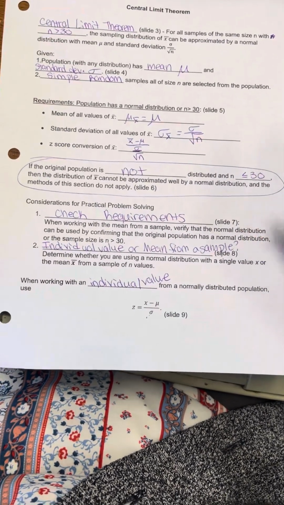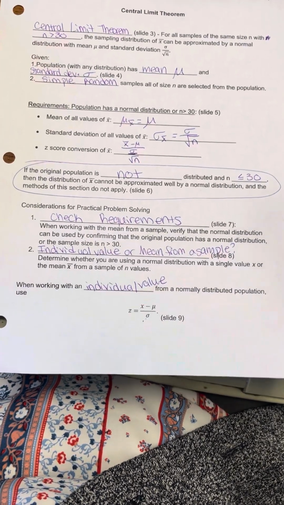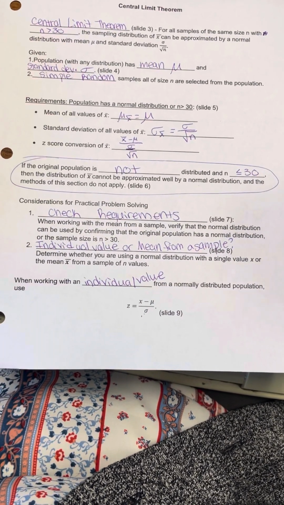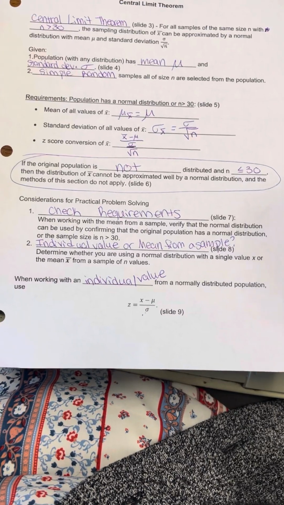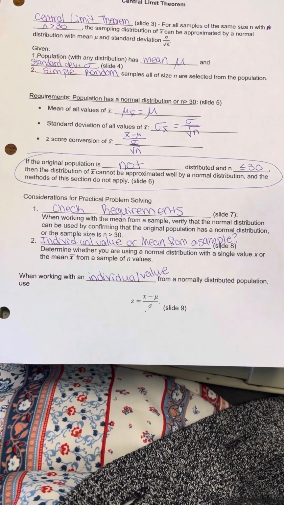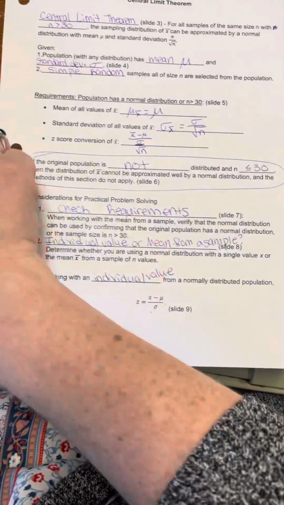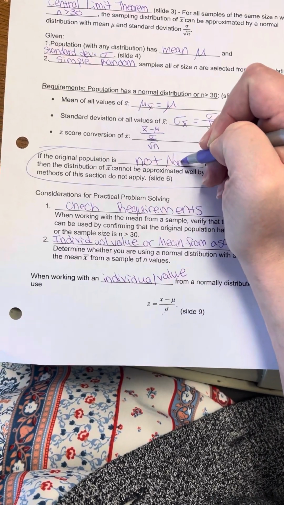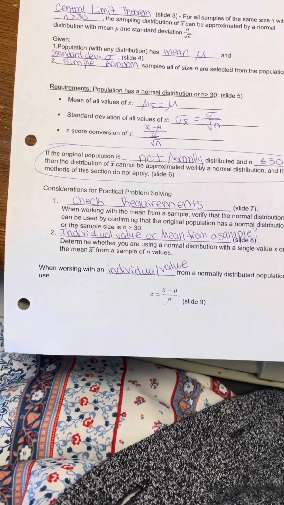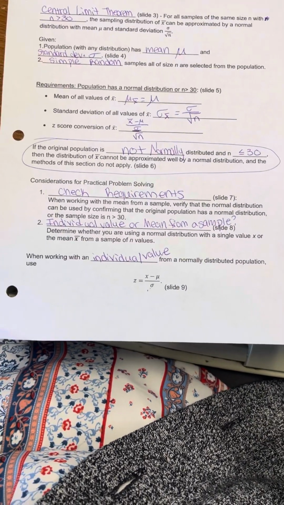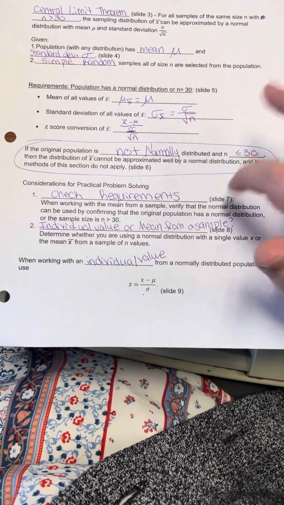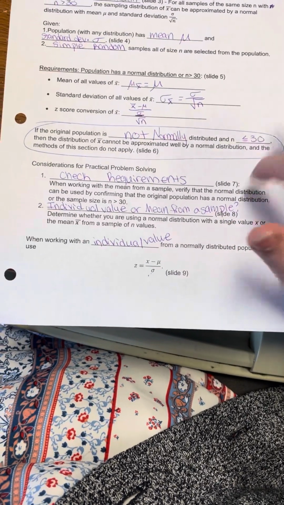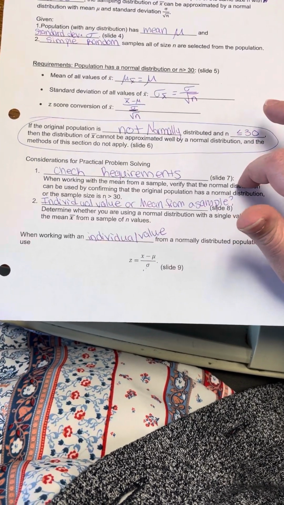Okay, so if the original population is not normally distributed and n is less than or equal to 30, then the distribution of x bar cannot be approximated, and you need to find another way to solve this question, which you won't. You'll just say it's not solvable. Okay, so make sure you check the requirements. Make sure it says normally distributed or the sample size is greater than 30.